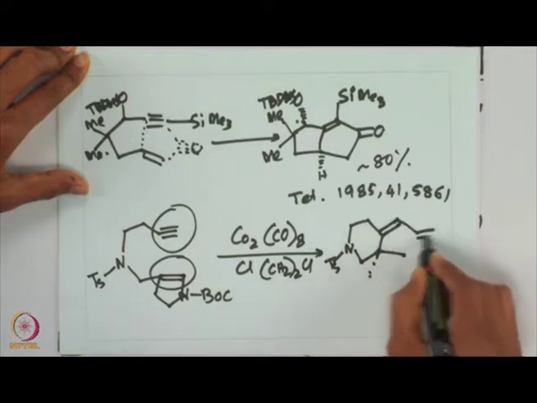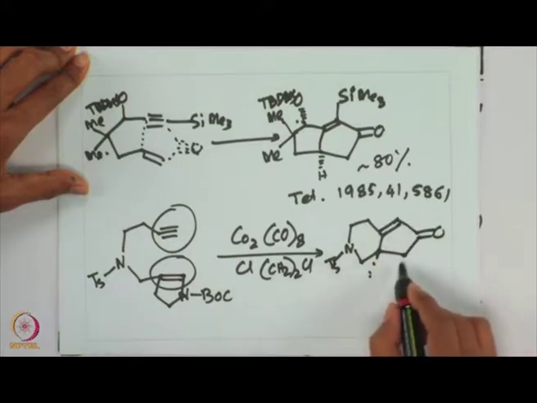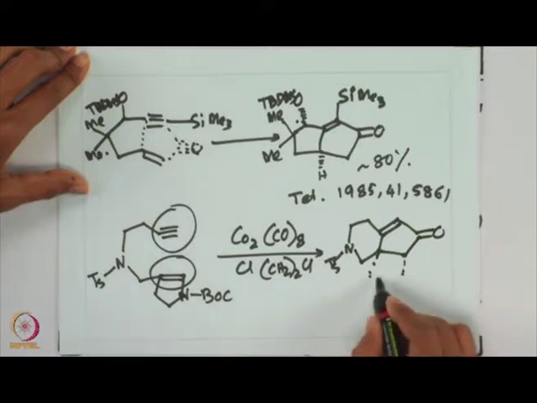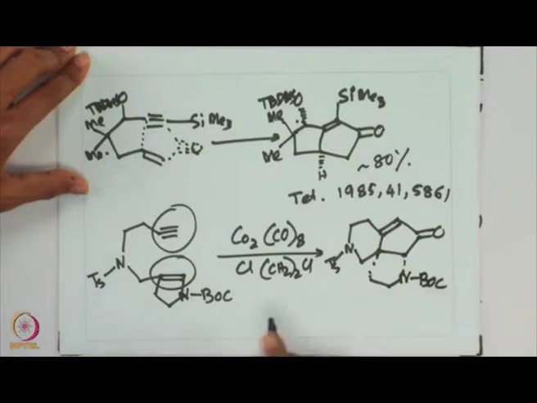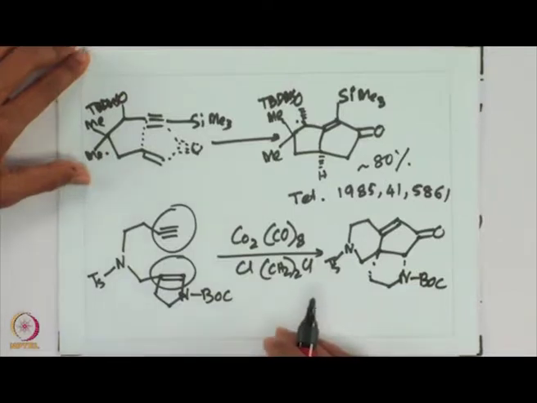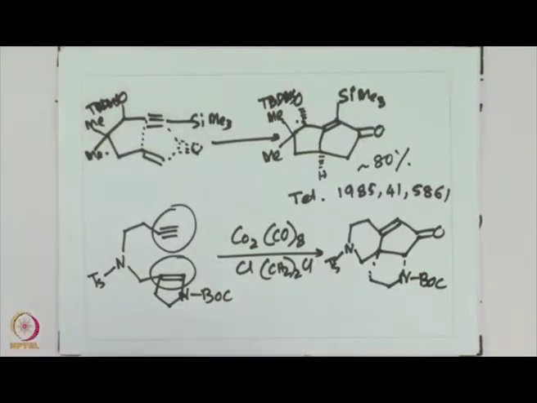So, the five-membered cyclopentenone, and then your desired product is there in very good yield, nearly 60 to 70% yield can be obtained. Now, these are really powerful reactions for constructing the cyclopentenone kind of intermediate.